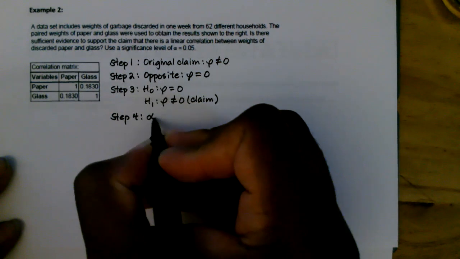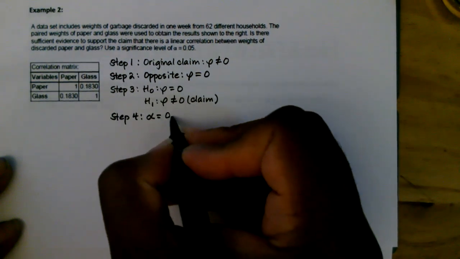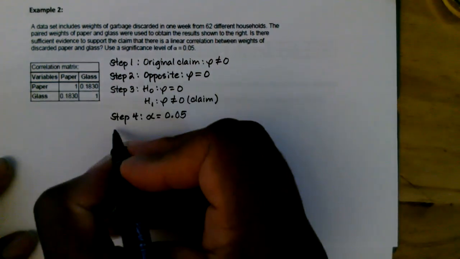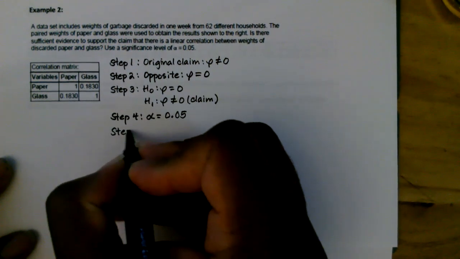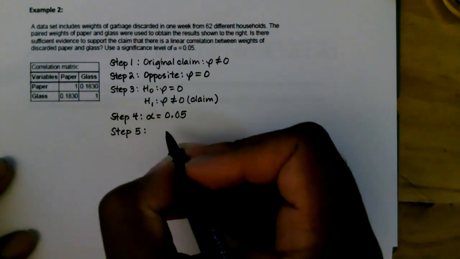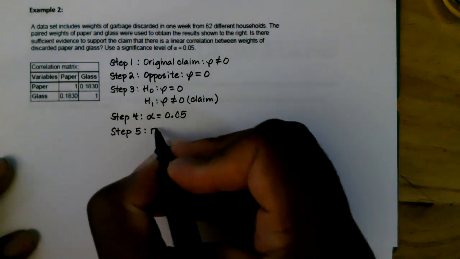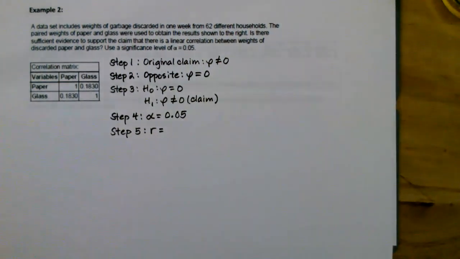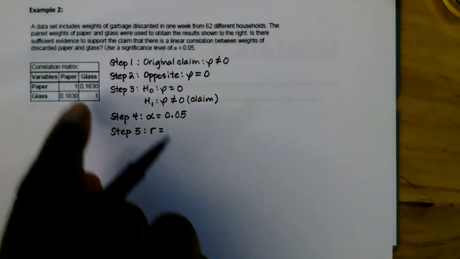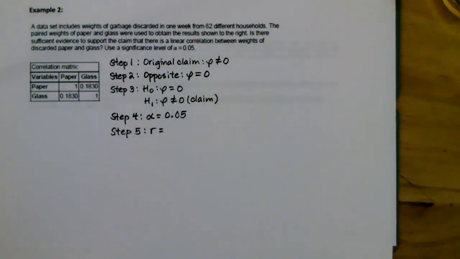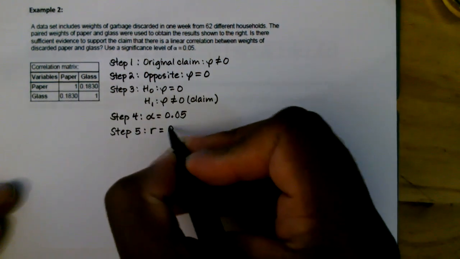Step number 4 is the level of significance, 0.05. And then step number 5, we're looking at the linear correlation coefficient R. Well, it's right here, 0.1830. To 3 decimal places, this will be 0.183.